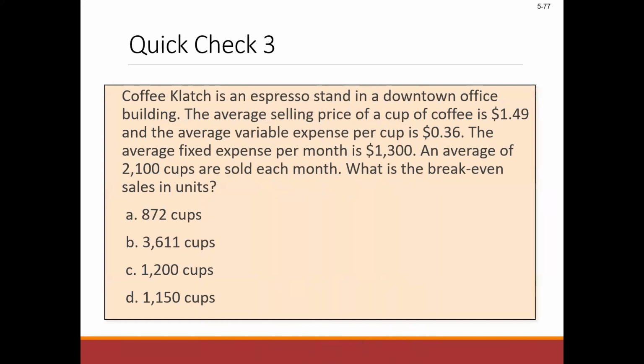Coffee Klatch: the average selling price is $1.49, variable is 36 cents. The average fixed expense is $1,300. An average of 2,100 cups are sold each month. What is the break-even sales in units? How are you guys going to do that one?